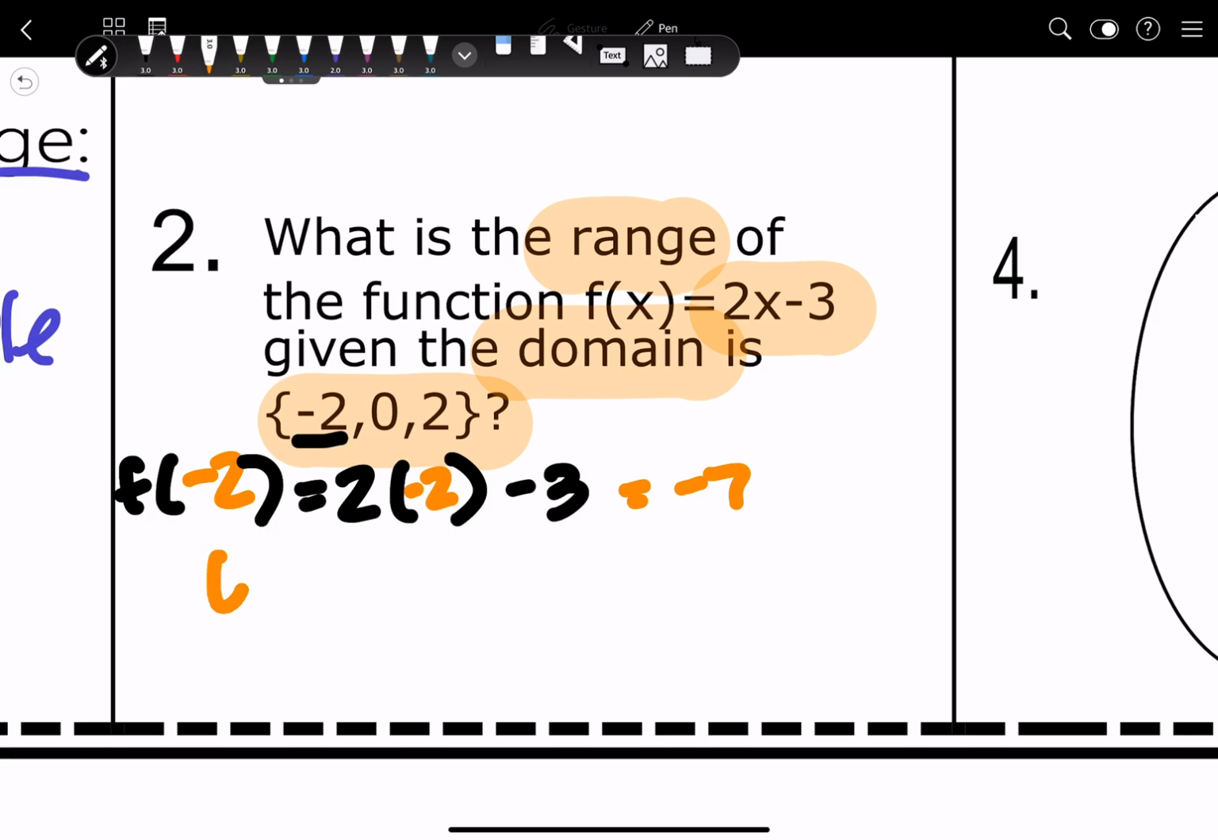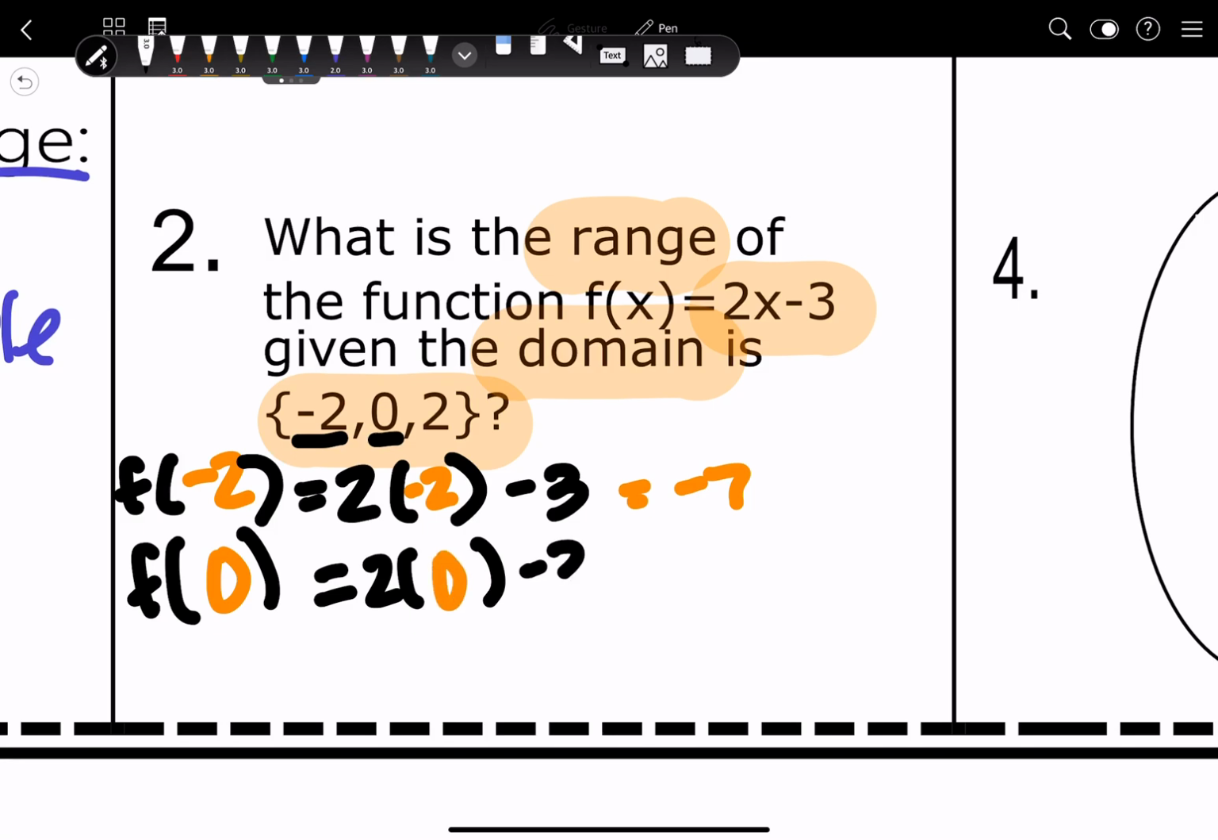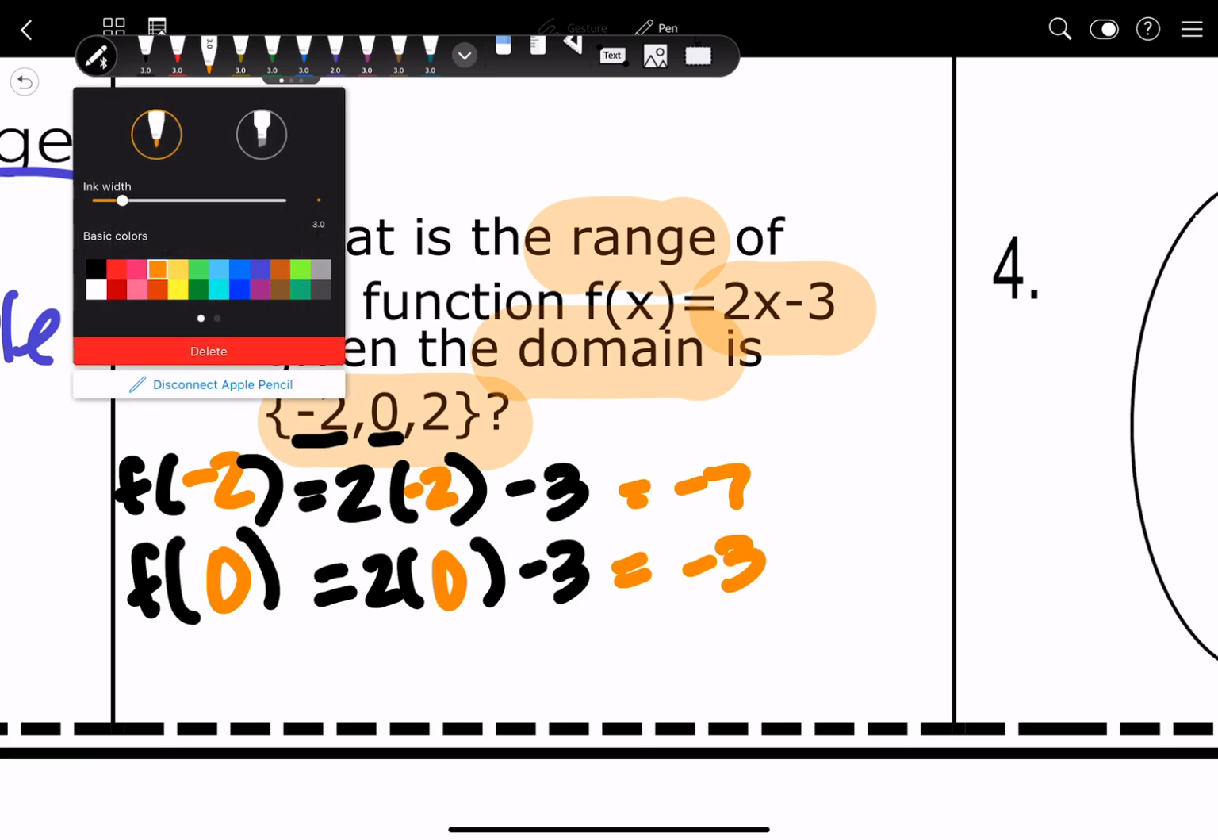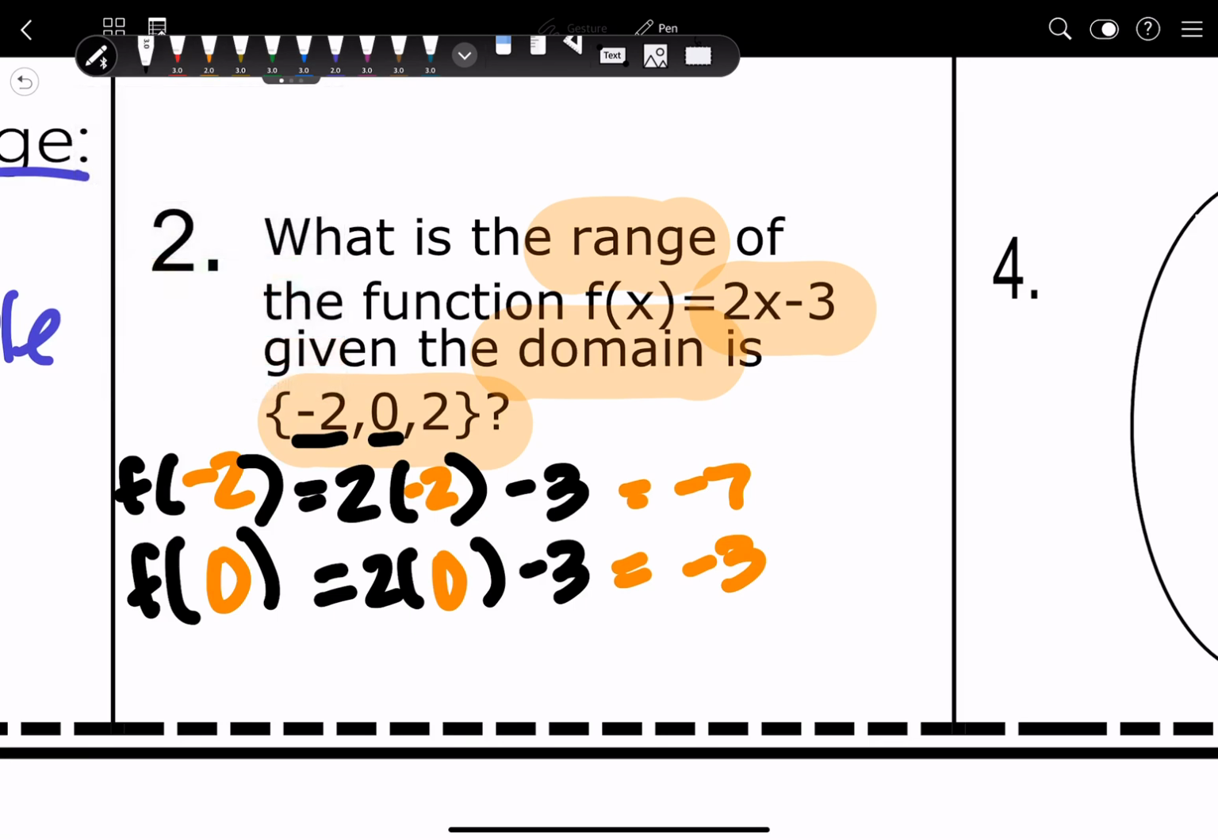All right, so this time I've got f of 0 minus 3, okay. So 2 times 0 is, well, 0. And 0 minus 3 is going to be -3. All right, so far we're in least to greatest order. We have hope, guys. All right, then we've got f of 2 right here.